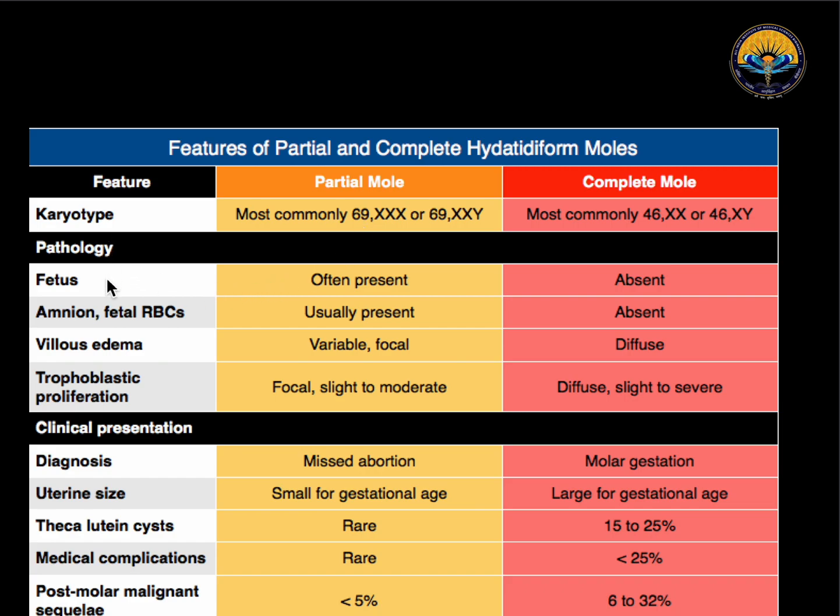So pathology wise, fetus will be seen in partial mole, not in complete mole, as complete mole will have two sets of paternal genes, not maternal, so there will not be any fetus seen. Same with amnion and fetal RBCs, which will be seen in partial mole, not in complete mole.